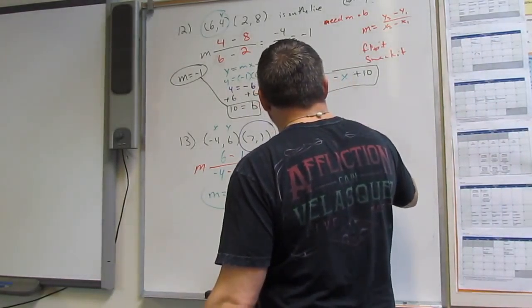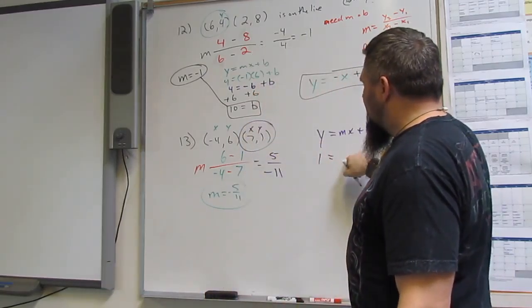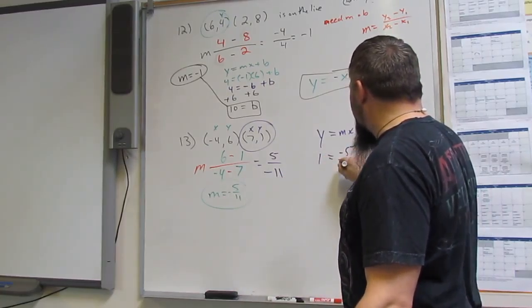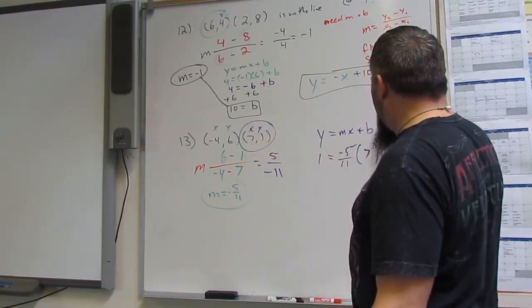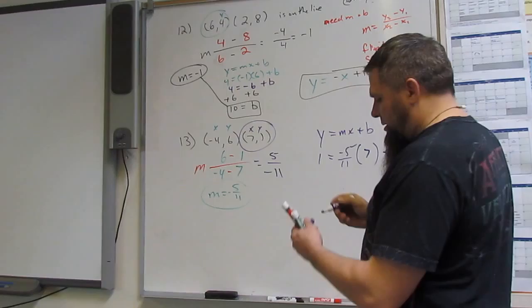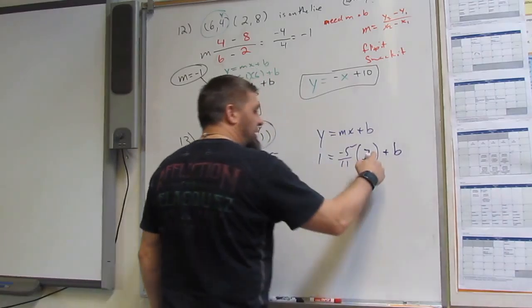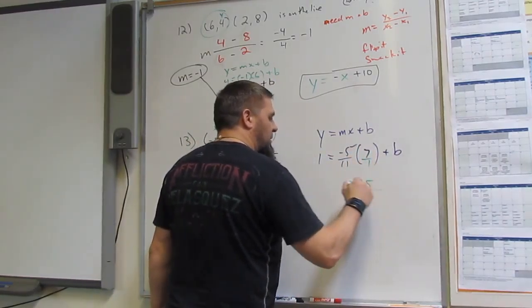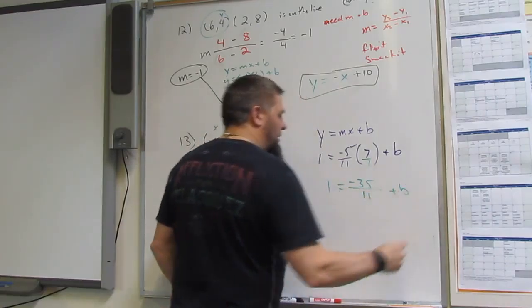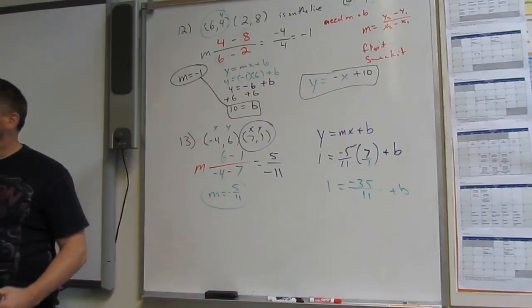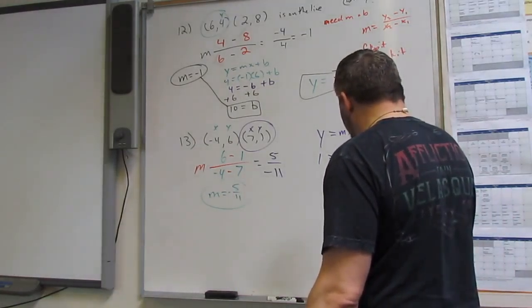y equals mx plus b. We have x and y here. So y is 1. m is negative 5 over 11. x is 7. b is b. Now this one came up pretty nasty, didn't it? 7 over 1. 7 times negative 5 is negative 35. 1 times 11 is 11, equals 1 plus b. We always got to add the opposite, right? So what's the opposite of negative 35 over 11? Well, 35 over 11.